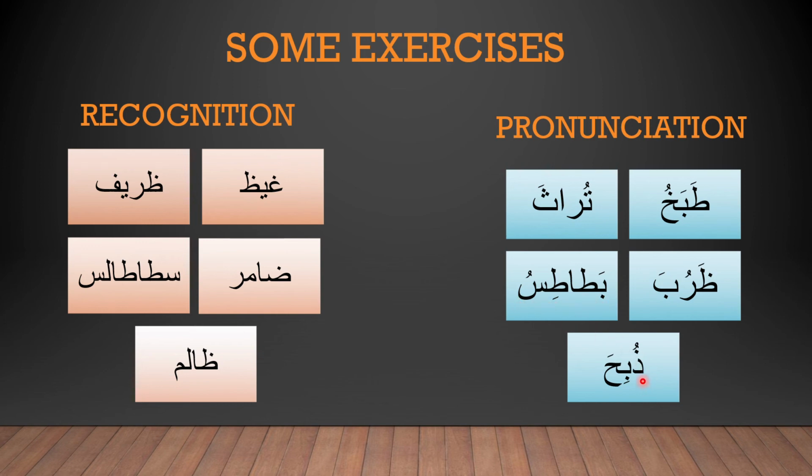Dhal, dhamma, dhu, ba, kasra, bi, dhu, bi, ha, fatha, ha, dhu, bi, ha. This is to just see the difference between Zhaa and Dhal, just like we already noticed. And here again, ta and ta.